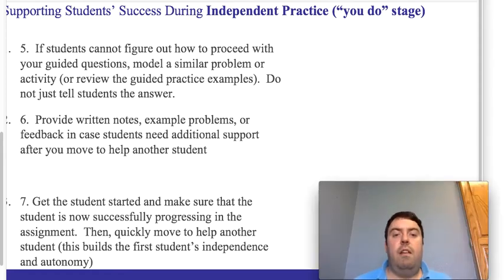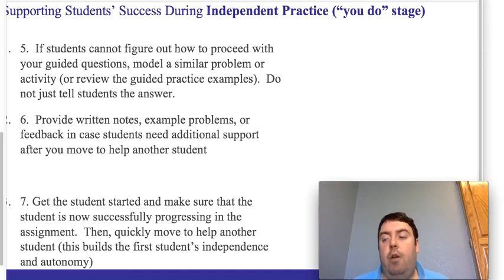If students cannot figure out how to proceed with guided questions, another thing is to model a similar problem or review some of the guided practice examples you did or an earlier activity that students were successful on. That can build up their self-esteem. You could also provide notes, example problems or written feedback for students to reference on their own.